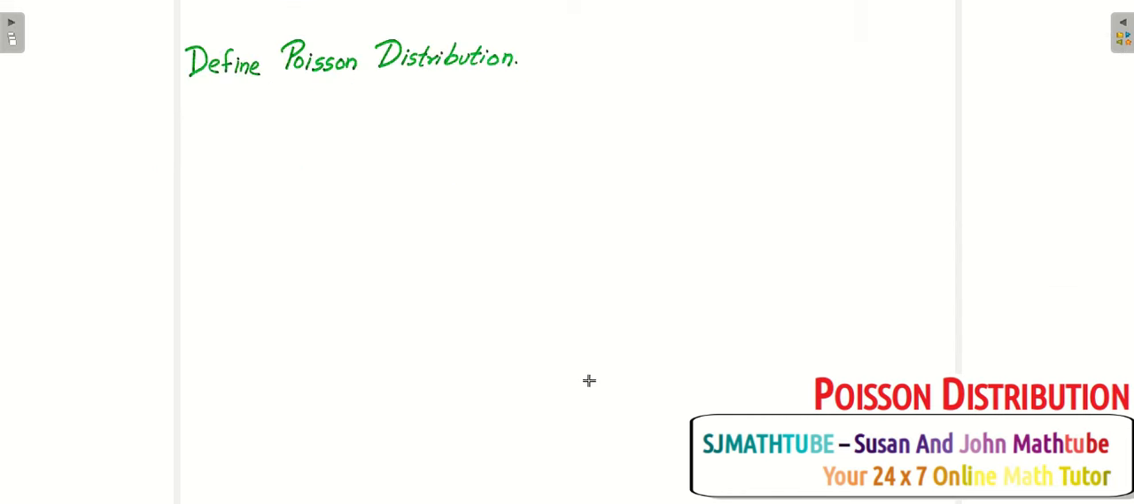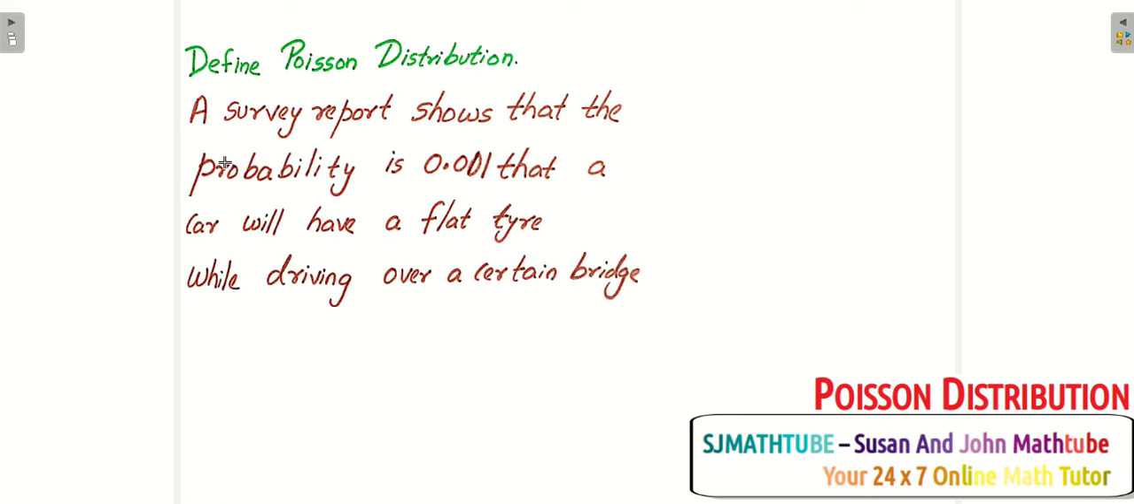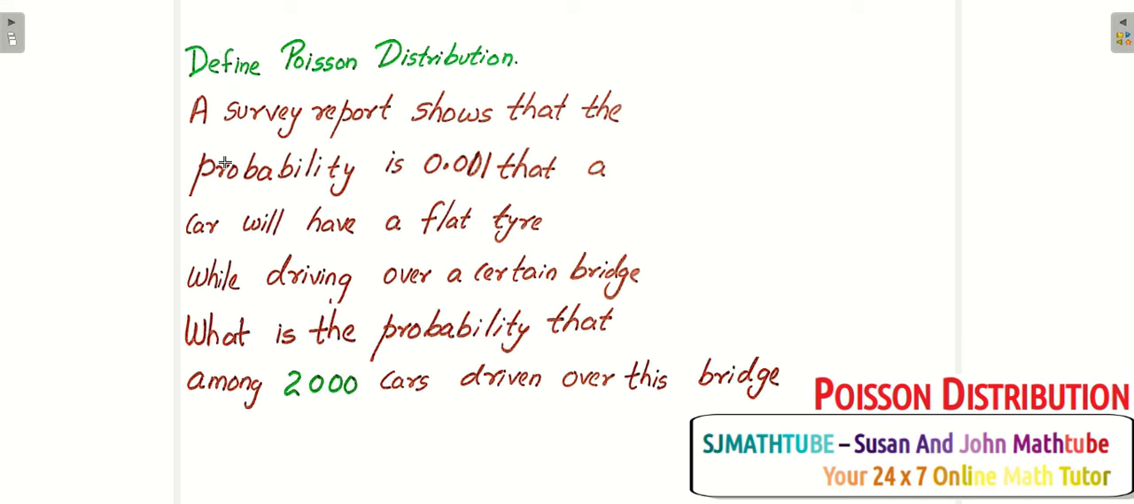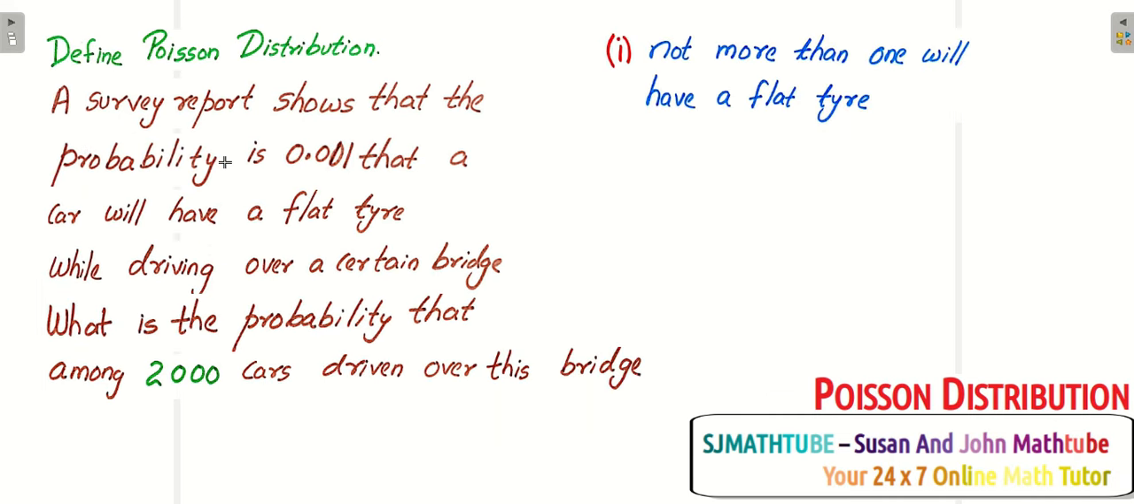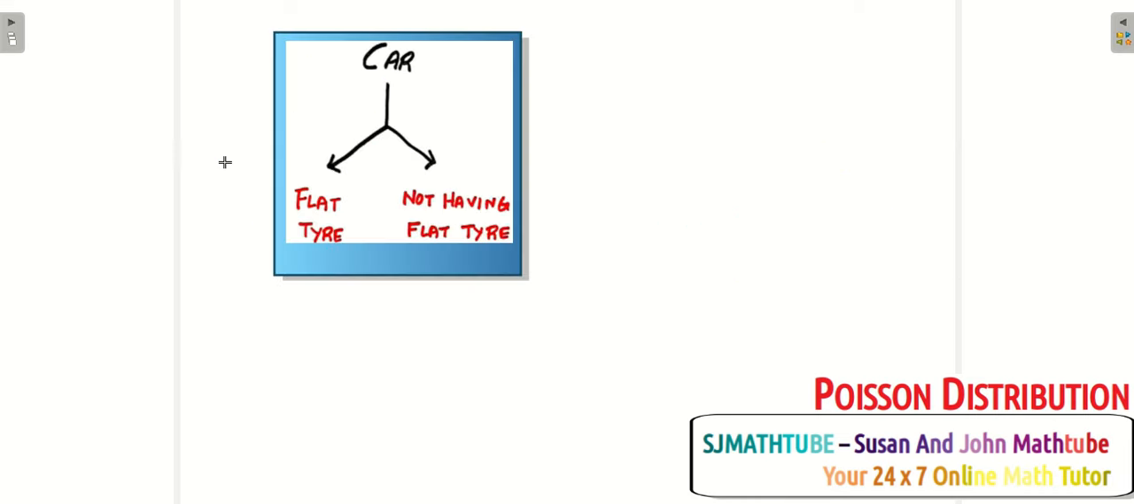Okay, now let's go for one more question. And this is from your past paper. So the first part is define Poisson distribution. A survey report shows that the probability is 0.001 that a car will have a flat tire while driving over a certain bridge. What is the probability that among 2000 cars driven over this bridge, the first part, not more than 1 will have a flat tire, the second part, more than 3 will have a flat tire, and the third part, exactly 4 will have a flat tire.